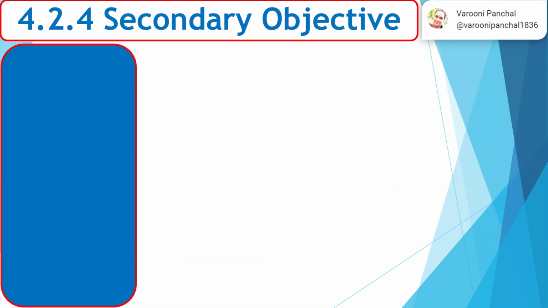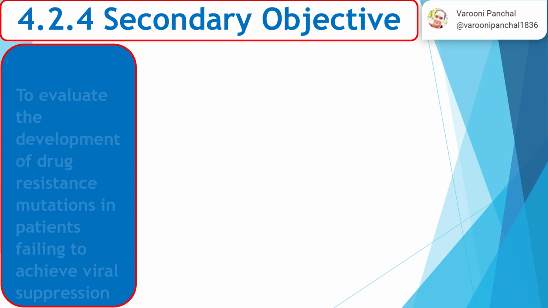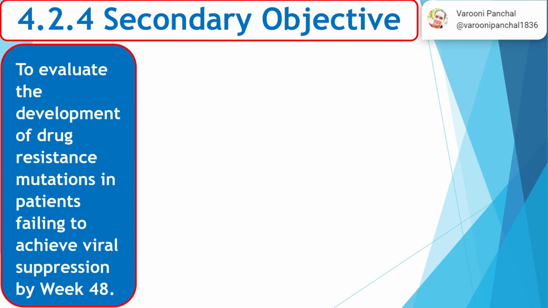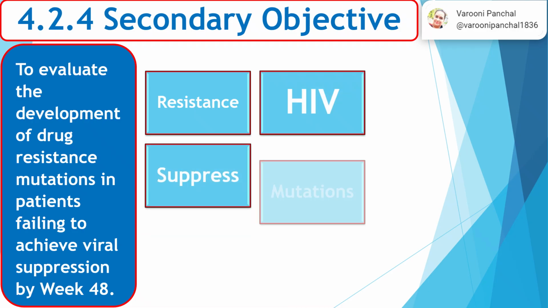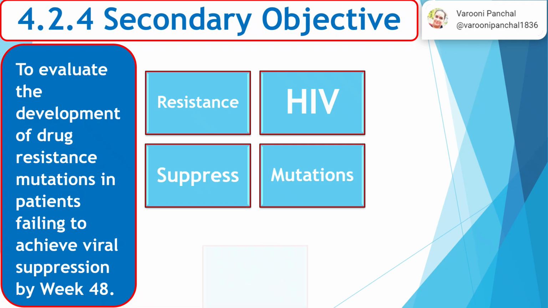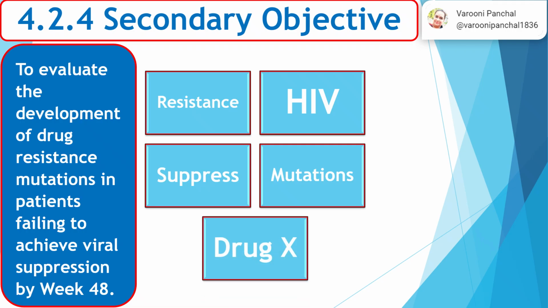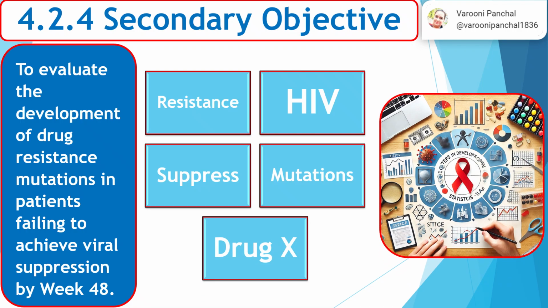(4.2.4) Secondary objective: to evaluate the development of drug resistance mutations in patients failing to achieve viral suppression by week 48. Explanation: drug resistance is a significant concern in HIV treatment. This objective aims to identify if patients who fail to suppress viral load develop mutations that make the virus resistant to drug X. Understanding resistance profiles helps clinicians manage treatment failures and adjust therapies accordingly.